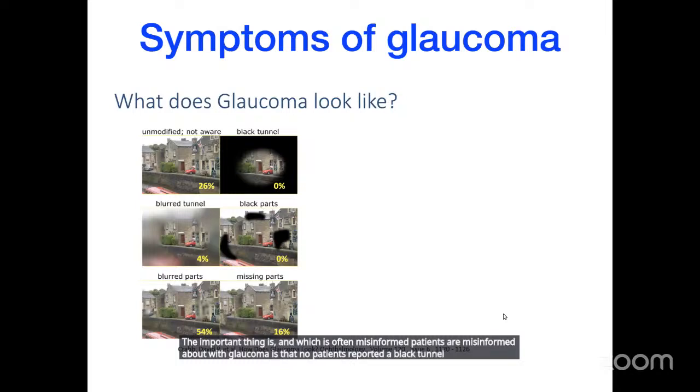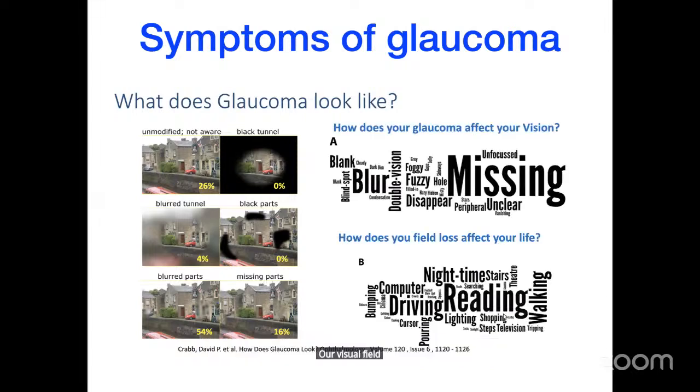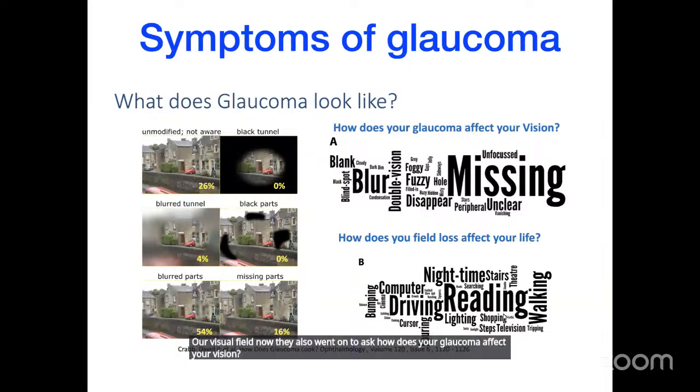So in summary, the commonest symptom of glaucoma for patients with moderate to advanced glaucoma is blurred vision, which is usually in certain areas of their vision or visual field. Now, they also went on to ask, how does your glaucoma affect your vision? And these are word clouds, and the bigger the word, the more commonly patients reported the symptom.